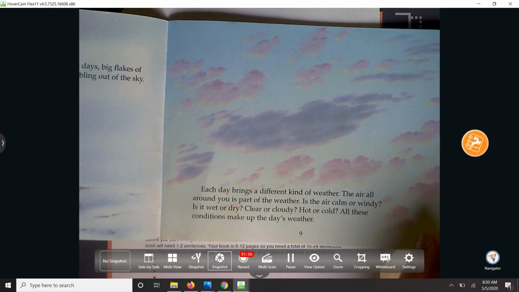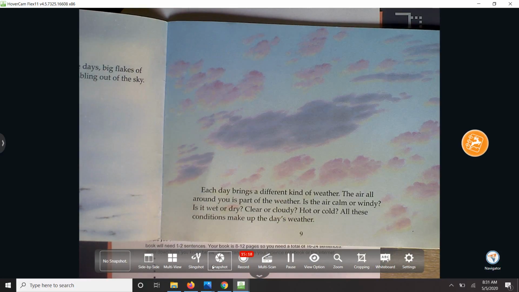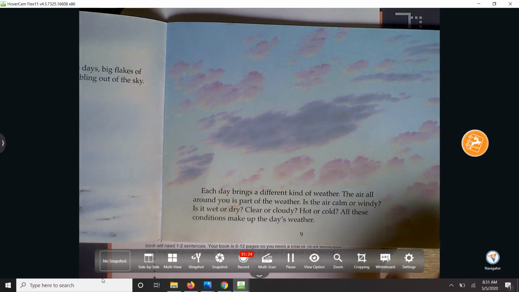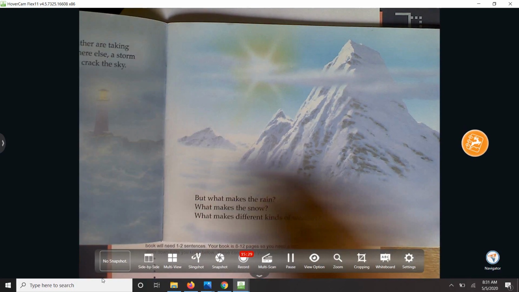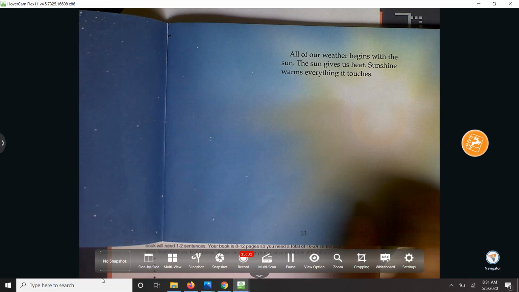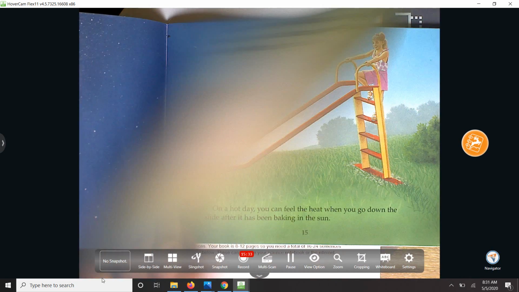Each day brings a different kind of weather. The air all around you is part of the weather. Is the air calm or windy? Is it wet or dry? Clear or cloudy? Hot or cold? All these conditions make up the day's weather. I'm going to skip ahead for a moment because it kind of just talks all about weather.